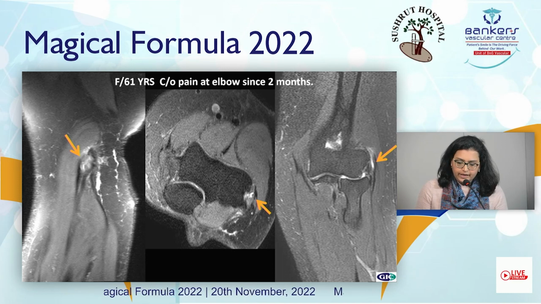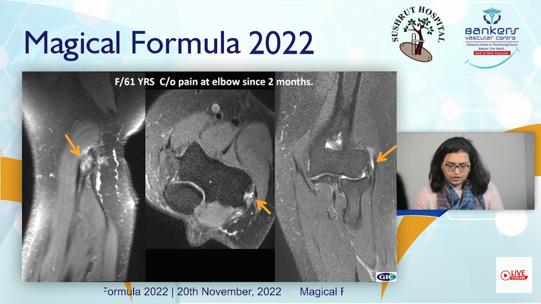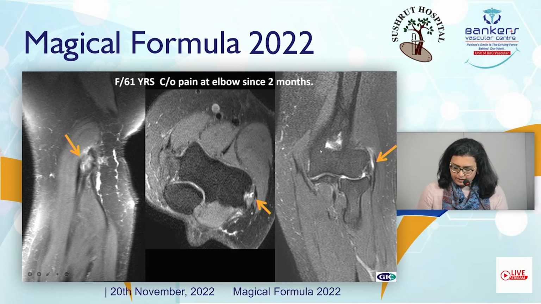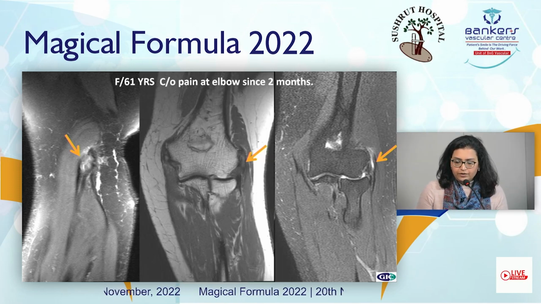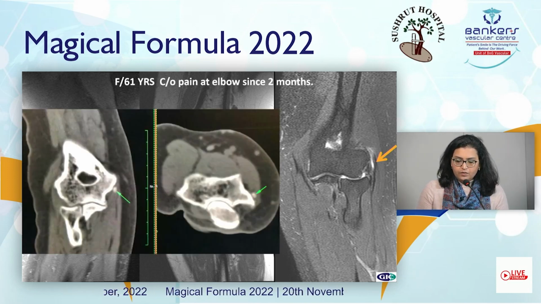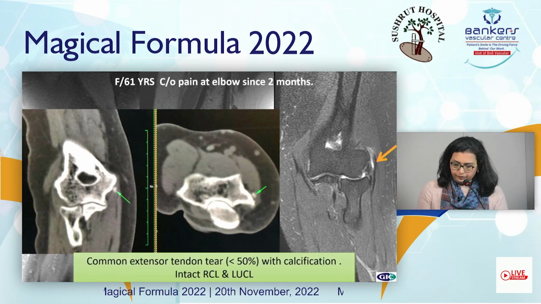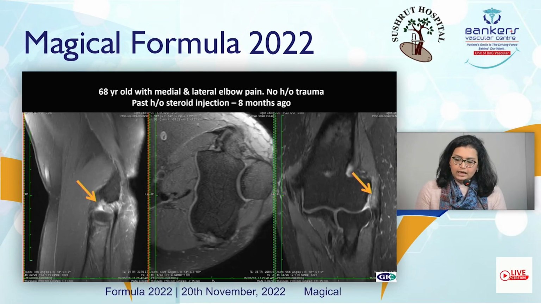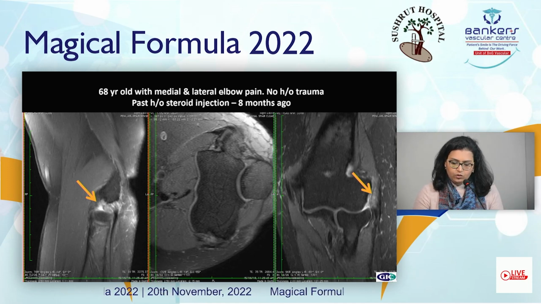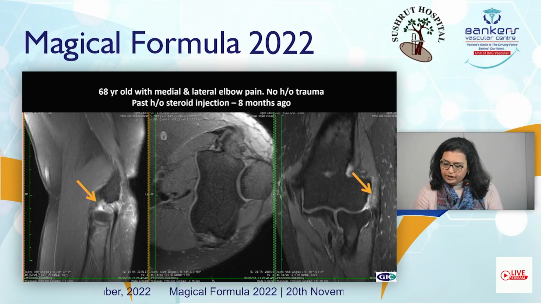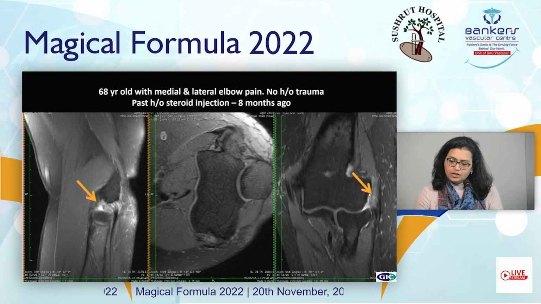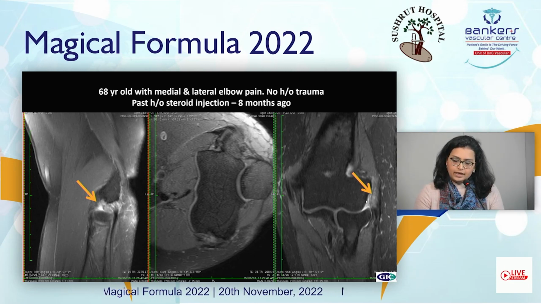Another case of tennis elbow where there are changes of tear within the common extensor tendon, which you can appreciate on all the planes. Besides that, on the T1 weighted image, it had some dark area inside which represented calcification that suggests a chronic process. And lastly, this was a 68-year-old female with elbow pain. She had a past history of steroid injections. Here there is a full thickness tear. You can identify that there are no structures in this region. It's the ligament as well as the common extensor tendon that is torn.